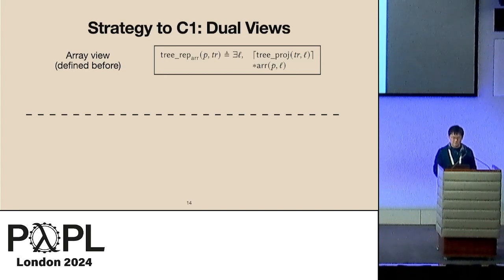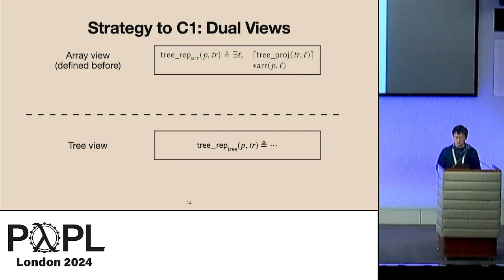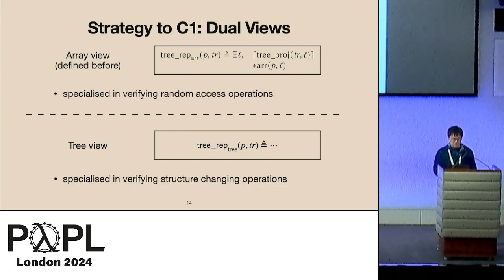The word dual comes from the fact that apart from the existing array view representation predicate that we have defined, we also develop an alternative tree view representation predicate for array-based trees. Each of the two views has its own strength. For example, the array view predicate is specialized in dealing with random access operations, especially read-only operations on arrays. And on the other hand, the tree view predicate is specialized in verifying structure changing operations.